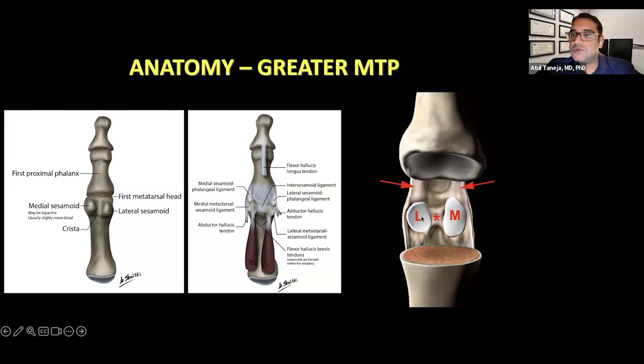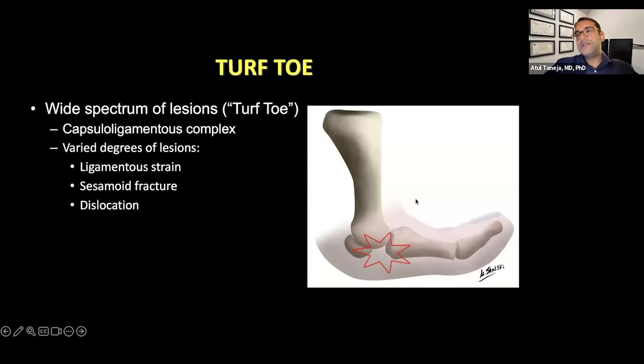This is an illustration that shows beautifully the lateral sesamoid, medial sesamoid, intermetatarsal ligament, and then the sesamoid phalangeal ligaments. And what happens when there is an injury to the first MTP? These are the so-called spectrum of turf toes. Turf toes are related to these capsule ligamentous complex injuries, and there are a lot of degrees of lesions from ligamentous strain, sesamoid fractures, or even dislocations. So in this lecture, I'm going to focus more on the lesser MTPs, okay?